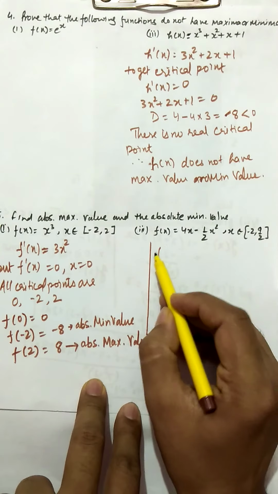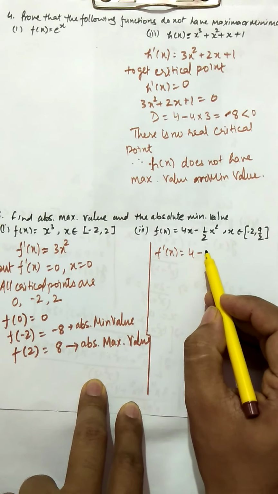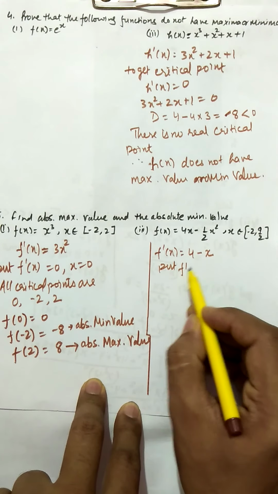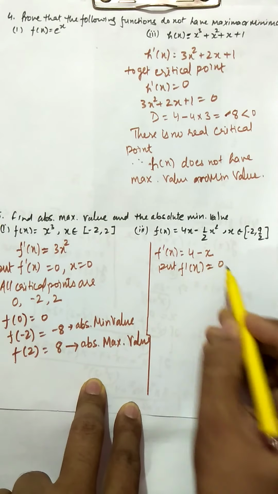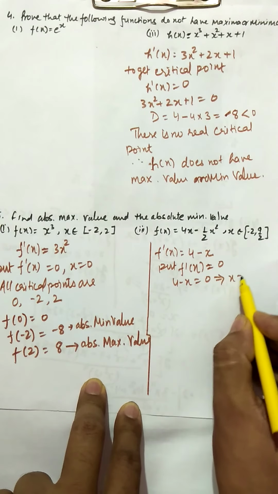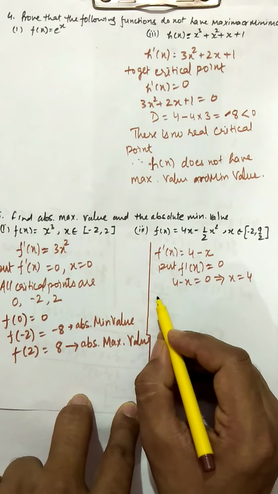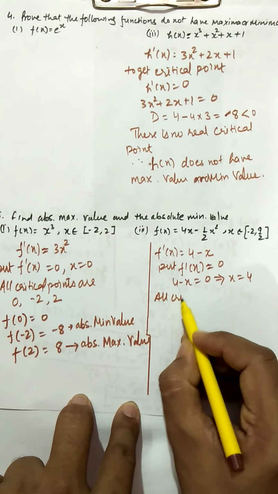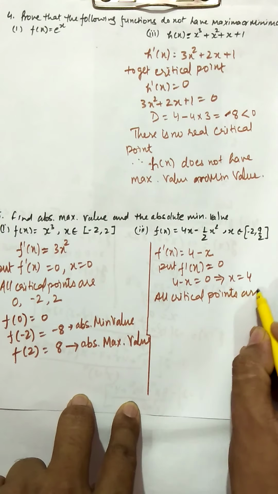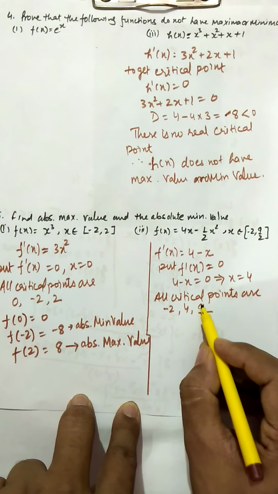For this function you take f dash x, and put f dash x equal to 0. So your 4 minus x is going to be 0. It implies that x is equal to 4, and 4 is in between minus 2 and 9 by 2. So all critical points are minus 2, 4 and 9 by 2.